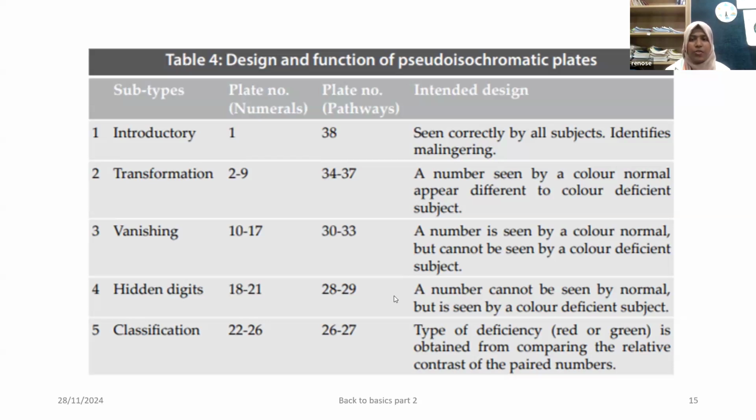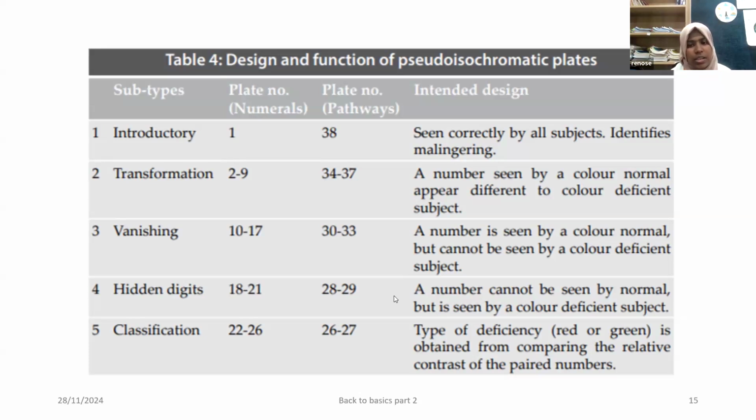And design and function of pseudoisochromatic plates. It has five types of charts: a demo or introduction chart, transformation, vanishing, hidden digits, and classification. Plate 1 is the demo, plates 2 to 9 are the transformation part, 10 to 17 are the vanishing charts, 18 to 21 are the hidden charts, and 22 to 26 are the classification charts.